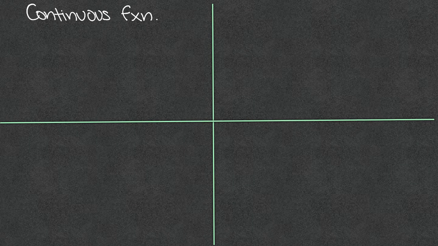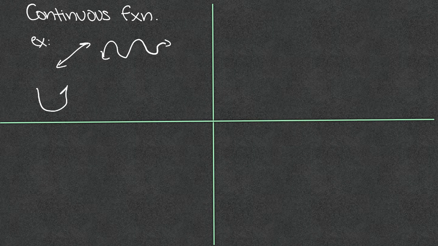Continuous functions is what you normally see. They are functions that you don't need to pick up your pencil for in order to keep going. So a couple examples that we may see is a linear, a sine or a cosine, a quadratic, a cubic, things like that. Most of the things we look at are continuous.